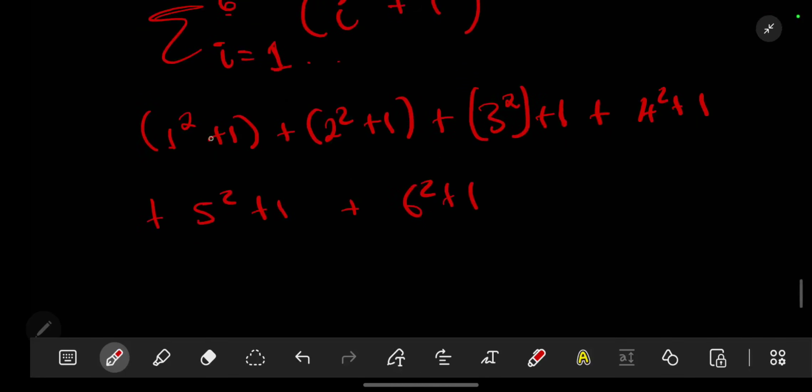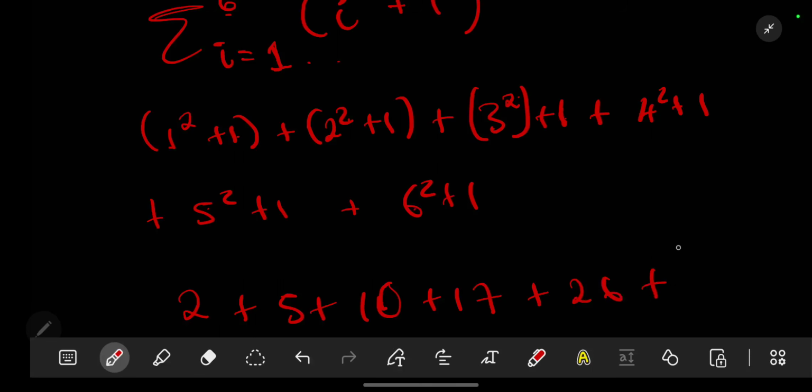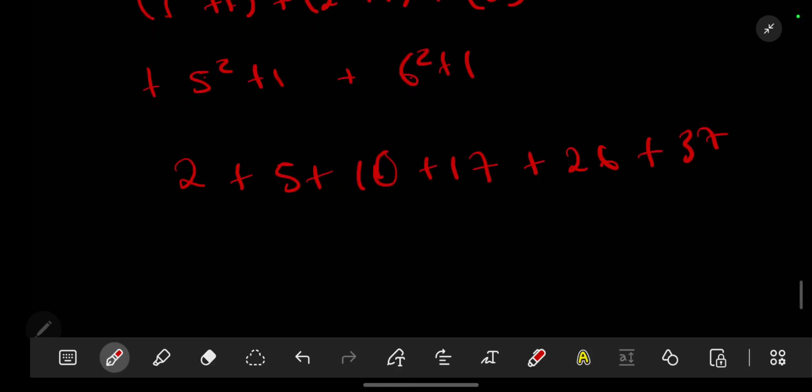This means 1 squared is 1 plus 1, that's 2, plus 2 squared is 4 plus 1, that's 5, plus 3 squared is 9 plus 1, that's 10. Then we have 4 squared is 16 plus 1, that's 17, plus 5 squared is 25 plus 1, that's 26, plus 6 squared is 36 plus 1, that's 37. So from here, what we are going to do is add the numbers.